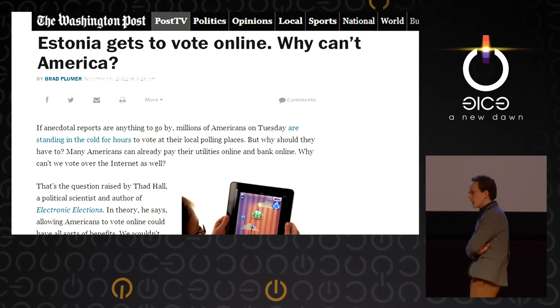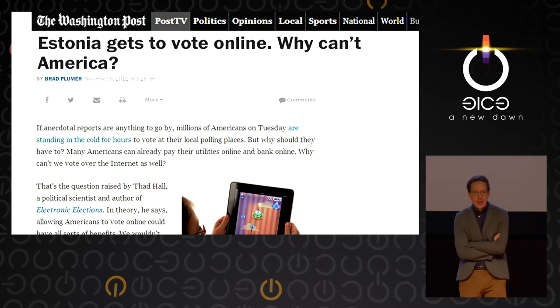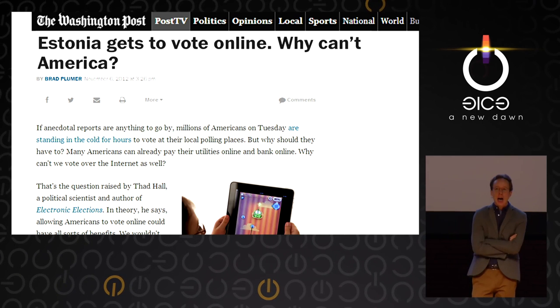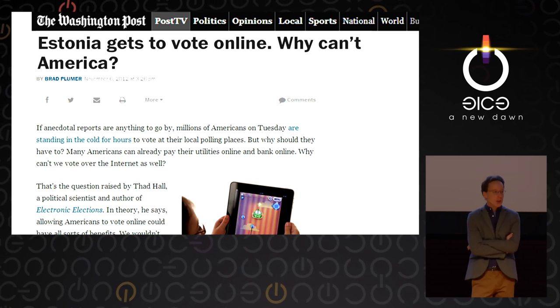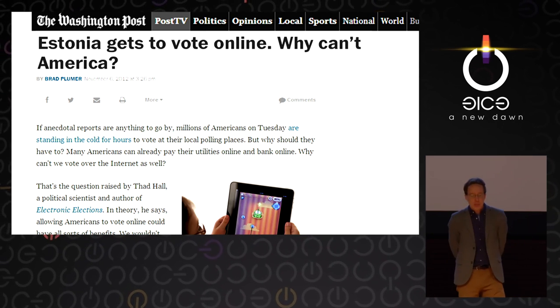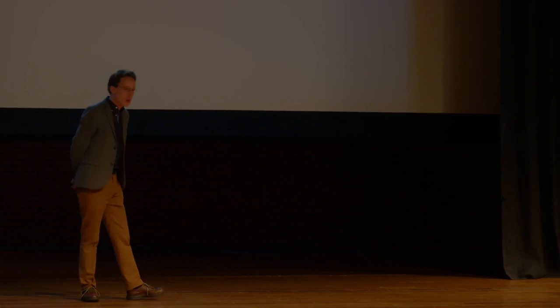In fact, until we got there anyway, there was not an independent international study that examined in detail the technology and its security implications. And because of this, many other countries, including my own, had people looking around, saying, wow, Estonia, look at that, they're voting online, why can't we do that? Wouldn't that be great if we could vote over the internet?